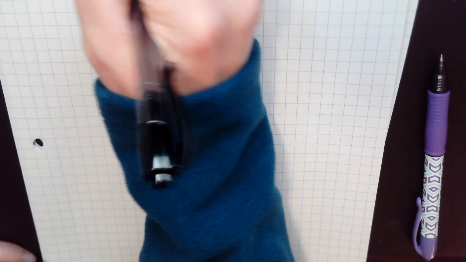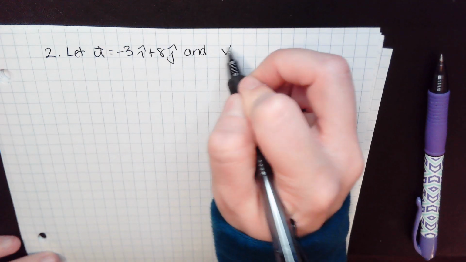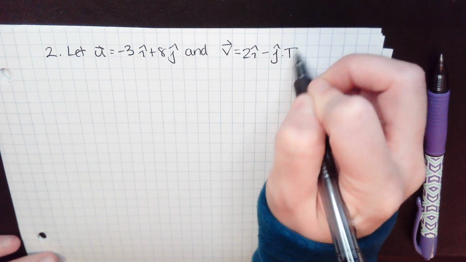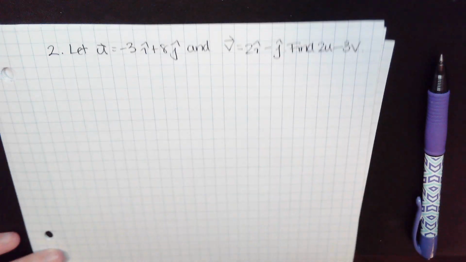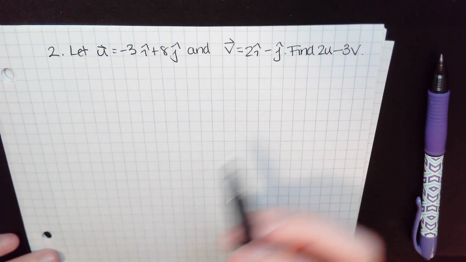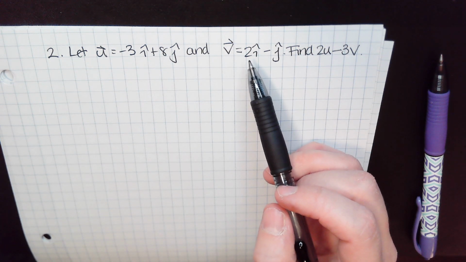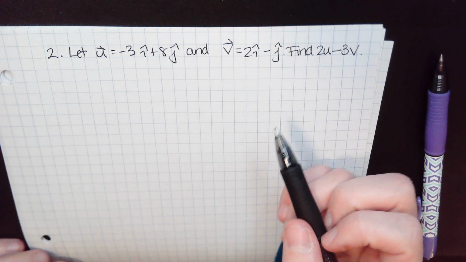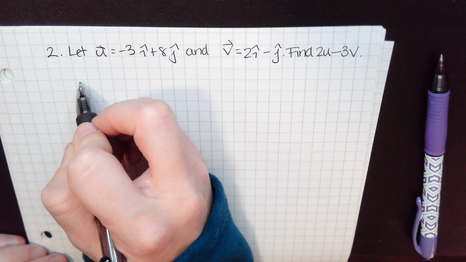Let u be -3i plus 8j. Oh, so you can't see, sorry about that. And v equals 2i minus j. Find 2u minus 3v. Okay, so there's two different ways you could do this. Because they're given as a linear combination, I do want your final answer to be as linear combination. You can keep it as linear combinations, or if it's easier for you to use component form, that's fine too. I'll show you first using a linear combination.